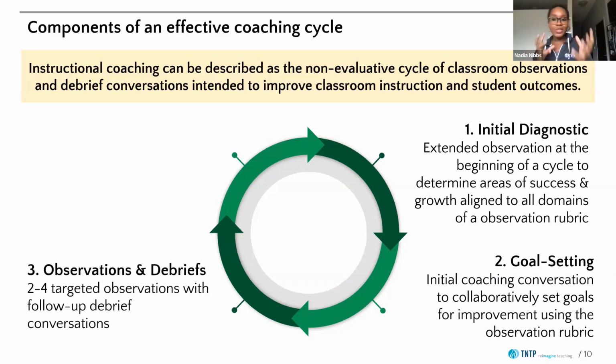Third, that's where the work is really happening, where the rubber really meets the road. It's that consistent dance of observations and debrief conversations. So anywhere from 2 to 4 targeted observations with follow-up conversations, right? And they're called targeted because they're in service of the goal. I might not be going in and observing for every single domain, every single indicator, every single time during this phase. I have our goal. Maybe our goal is falling under student ownership. It's specifically around one indicator. So now our targeted observations are aligned to see growth in that indicator.